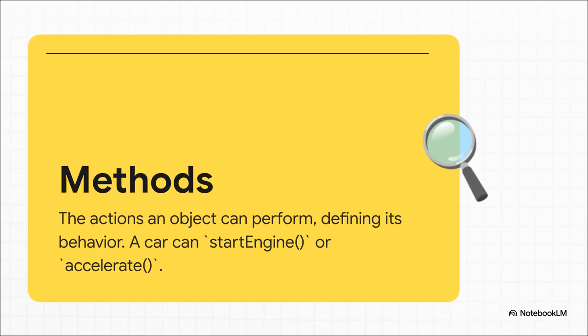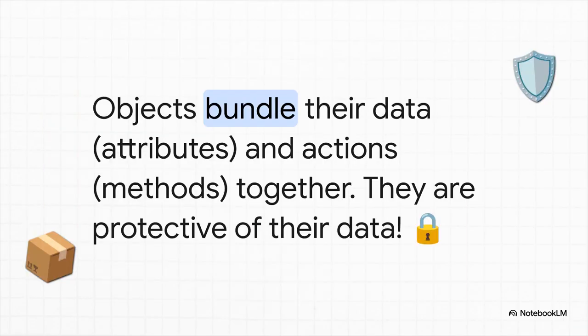And here's the cool part. When you use a method, it often changes the object's attributes. You hit the accelerate method, and what happens? The current speed attribute goes up. They work together.